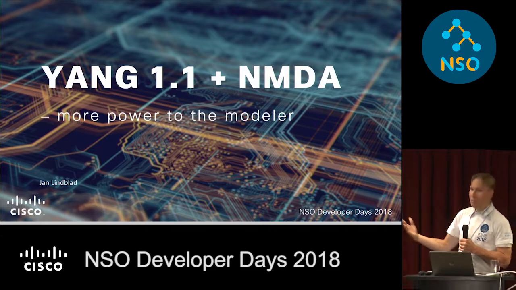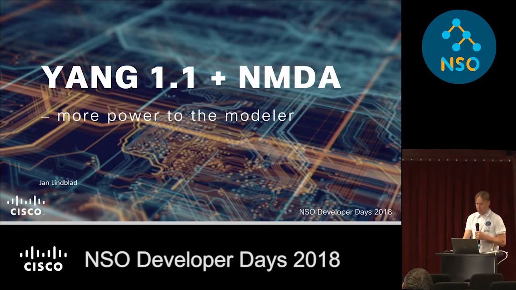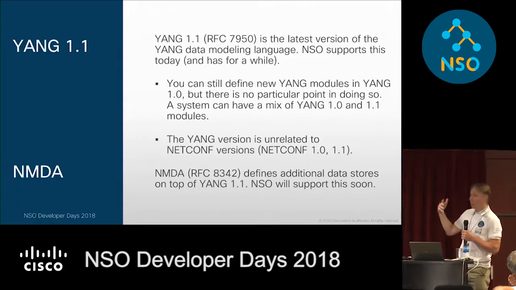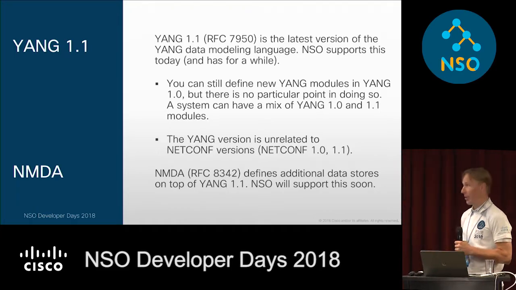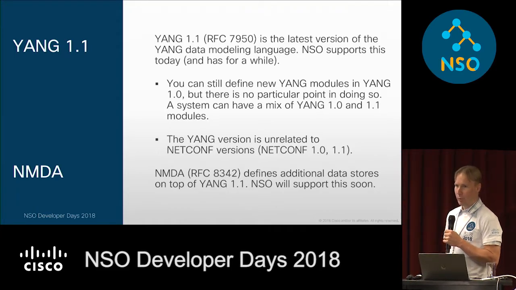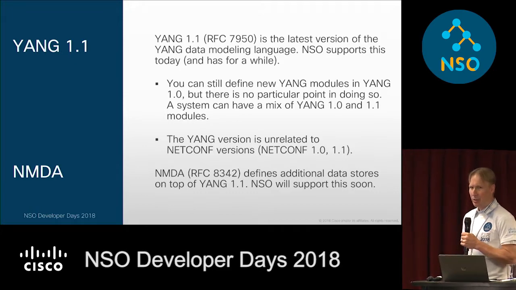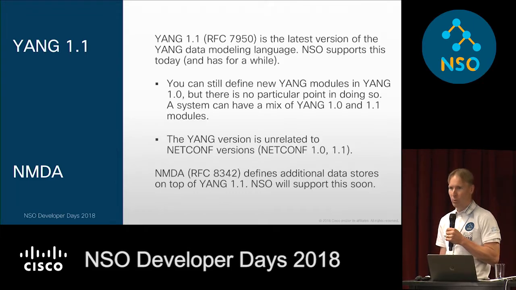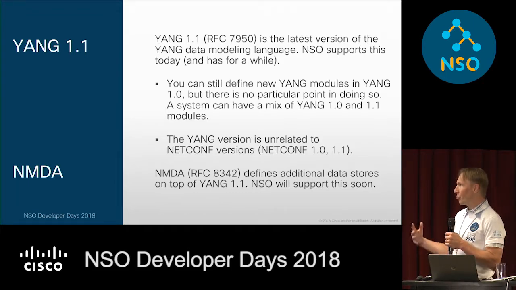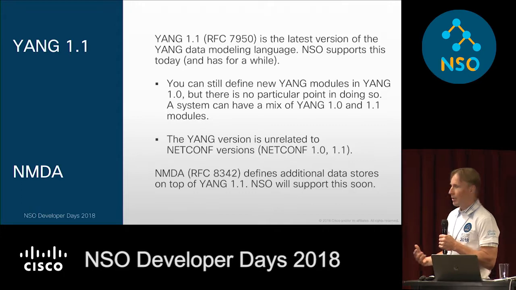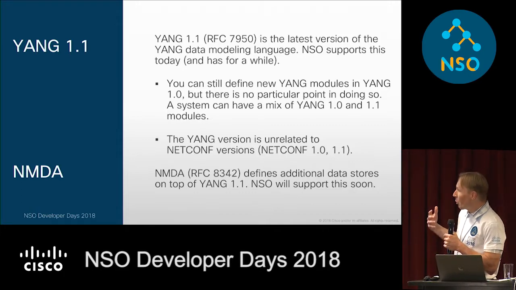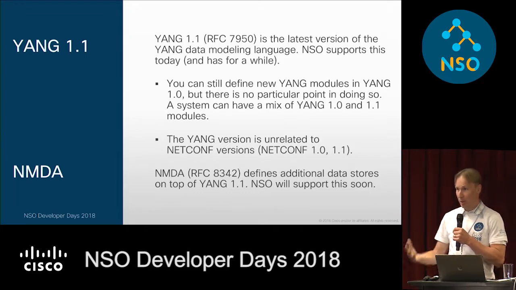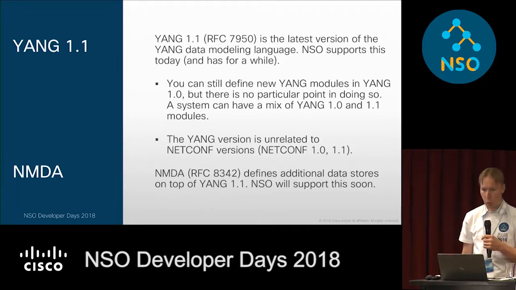This Yang 1.1 has been out for a while, and actually we could have talked about the Yang 1.1 implementation in NSO even last year at this developer days, but there was no room for that, so we didn't. But now I still see quite a few people modeling in Yang 1.0, and there's really no reason why you want to model in 1.0 anymore. There's no particular drawbacks with 1.1, so you can go and move over. So you get some more power, and that's what I want to explain to you now, what you get if you move over to 1.1.